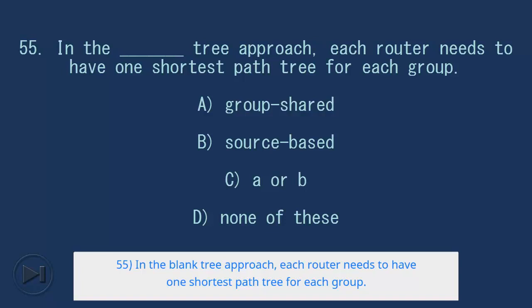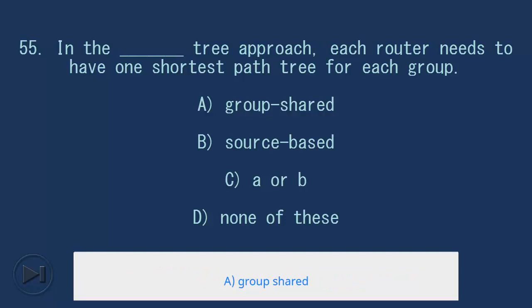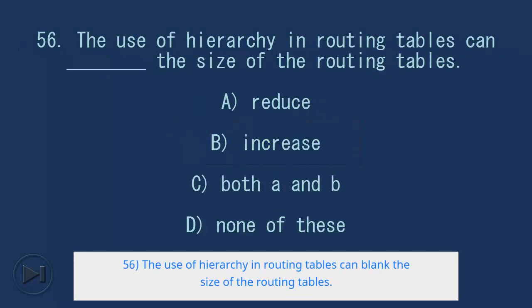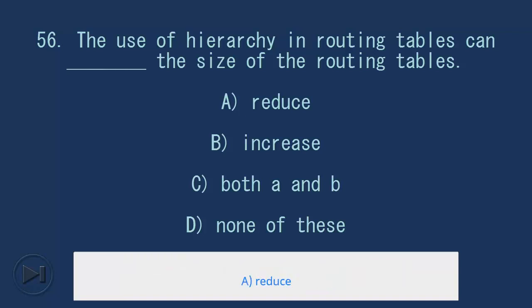group. A, group shared. B, source-based. C, A or B. D, none of these. Answer, B, source-based. 56, the use of hierarchy in routing tables can blank the size of the routing tables. A, reduce. B, increase. C, both A and B. D, none of these. Answer, A, reduce.